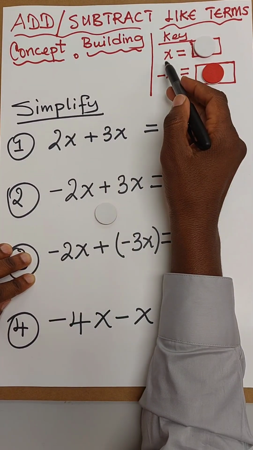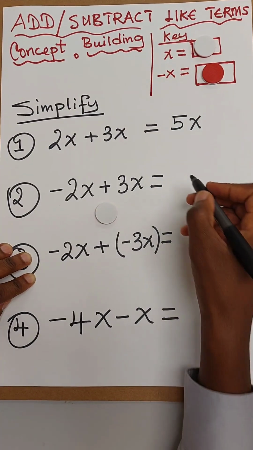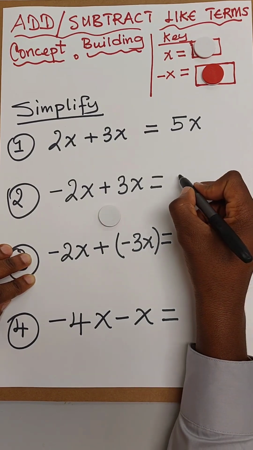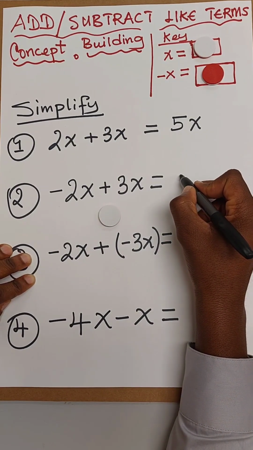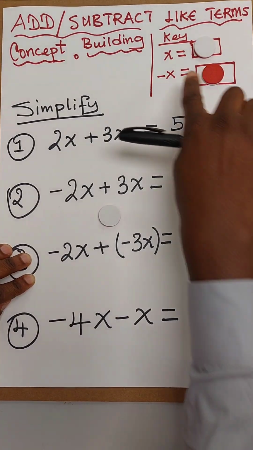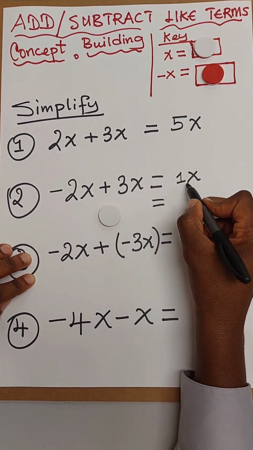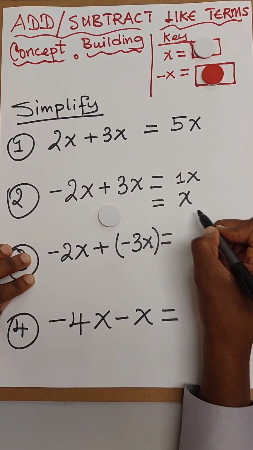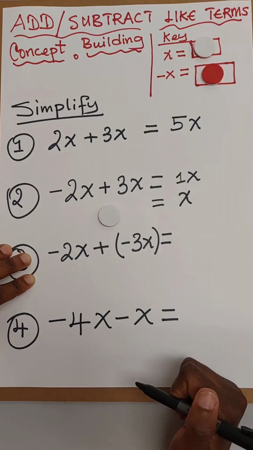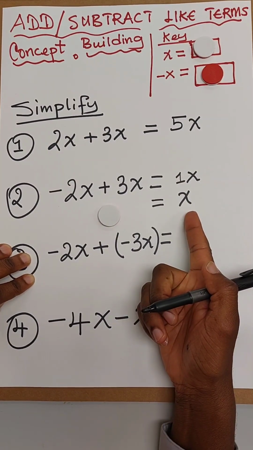So we go back to our reference. What does a white chip represent? X. So our answer is 1 white chip, which represents 1x. So we said x is 1 white chip. So we can also say our answer is just x, because 1 white chip represents x. So 1x is the same as x.